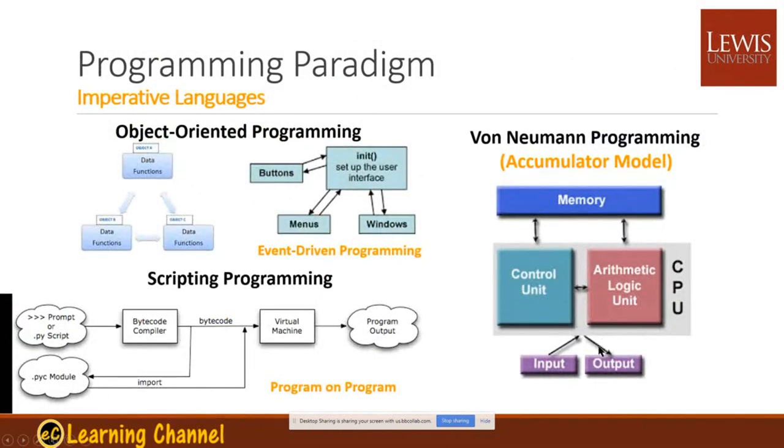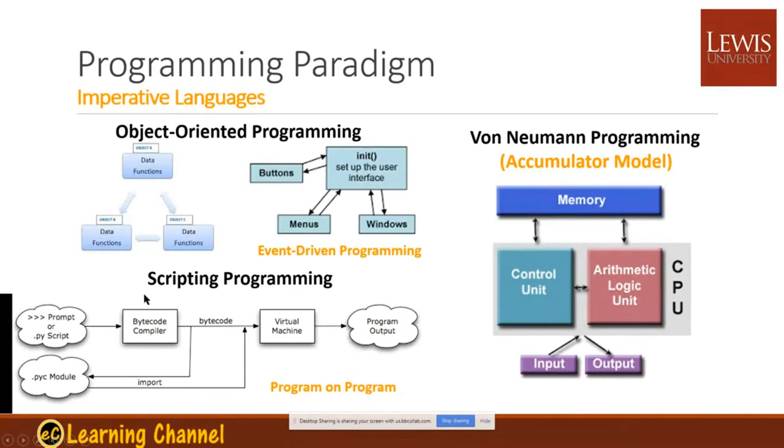Imperative language by itself is based on the von Neumann programming model. We call it the accumulator model. Basically, you have a control unit, you have an arithmetic processing unit, and it accesses memory. So whatever language is based on this model is called the von Neumann programming model. And this is the basic statement by statement model, and also the structured programming that comes with if-then-else structure, for loop, while loop, functional code, procedural code. This kind of model is the von Neumann programming model.